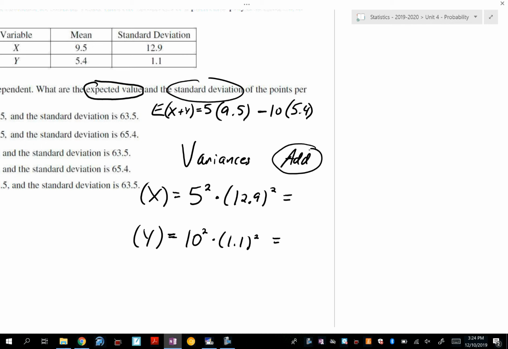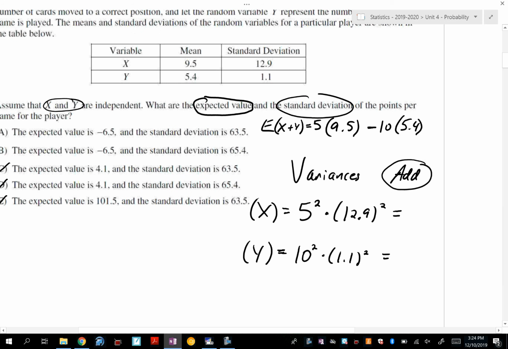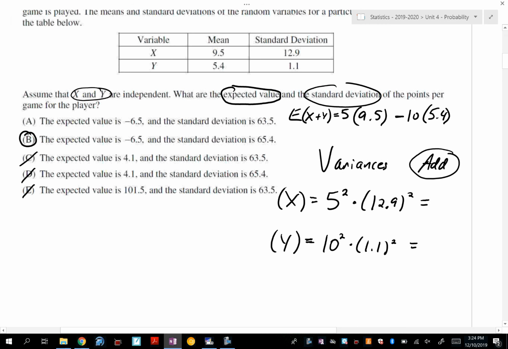Did you get an answer yet? 65.4. You did it, and look, that's B. So every time you're dealing with random variables, deviation, you're thinking variances add. Variance is the standard deviation squared. Always, always adding first. The very last thing you should ever do is the square root.